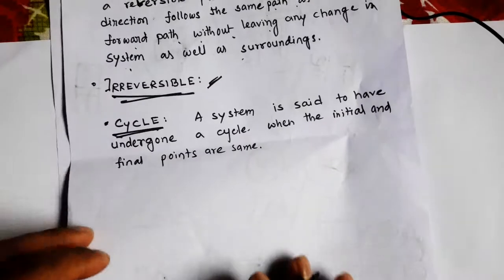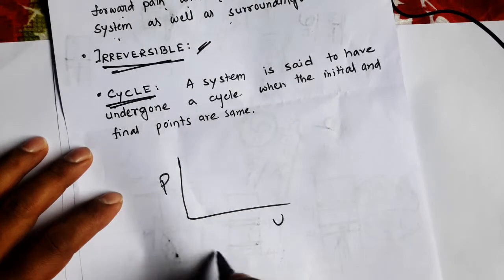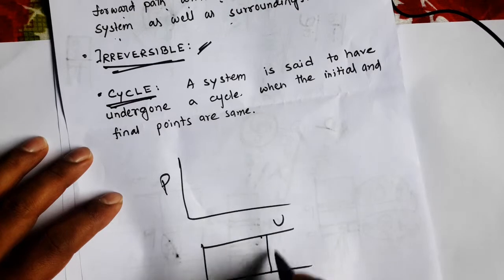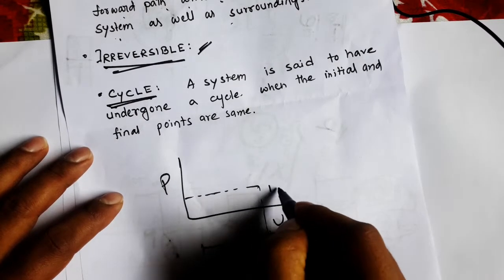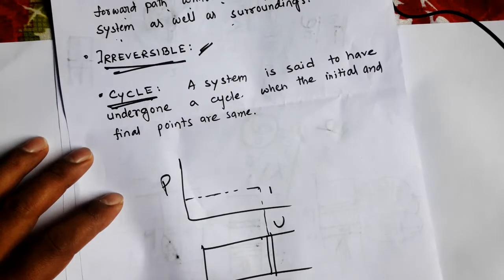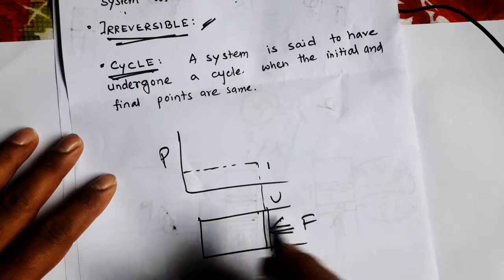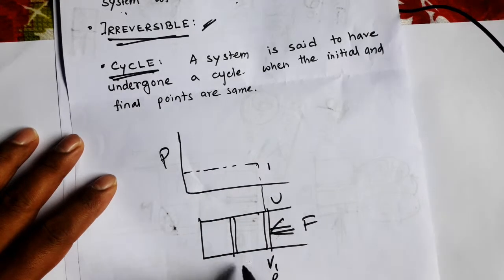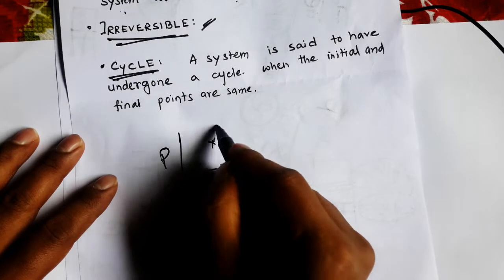Suppose in that example I am drawing a graph of pressure versus volume. This one is the cylinder piston arrangement. At the initial condition, volume is V1 and pressure is P1, suppose. Now after applying the force, suppose the piston moves to that position, and in that position volume is V2 and pressure is P2. Obviously volume will decrease and pressure will increase. Suppose this is position 2.